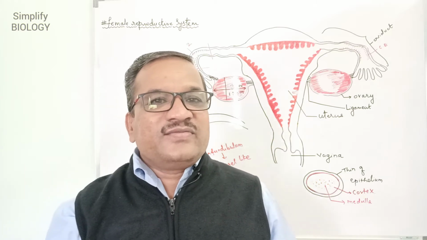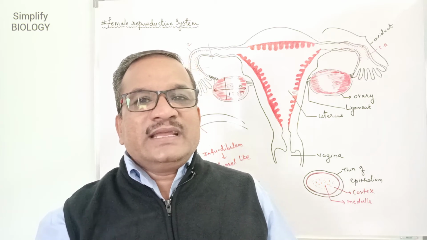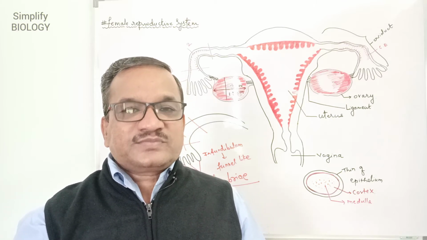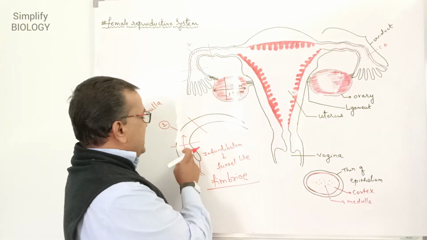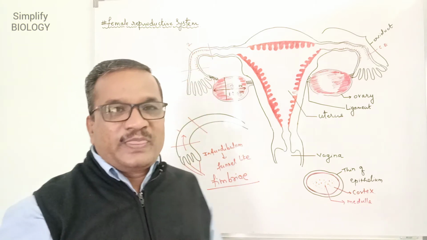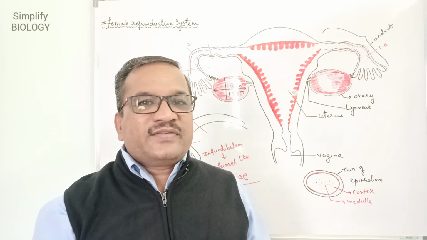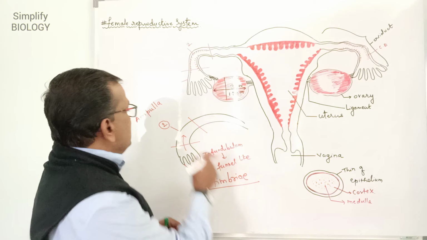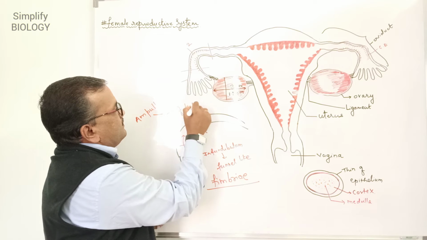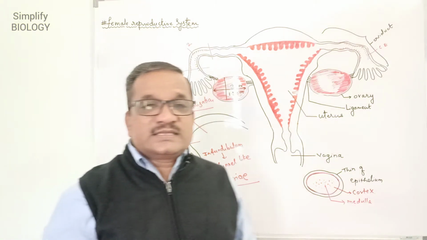What is the function of these ciliated epithelium cells? They bring about peristaltic movement of the ovum which comes from the infundibulum and goes into the ampulla region. That's why these ciliated cells play an important role. Understood? The main function of the ampulla is that it is the fertilization site. So in the ampulla, what happens? It is the site of fertilization. Fertilization occurs in the ampulla region.